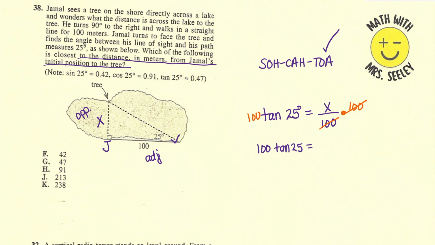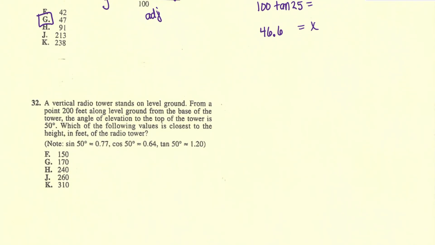Go to your calculator. Make sure again you're in degree mode. All you have to do is go to your mode button up there at the top. And if you go down 2 or 3, it'll say radian degree, and you just make sure degree is highlighted. So I would say 100 times the tangent of 25, and my calculator tells me that's 46.6. So G is my answer.